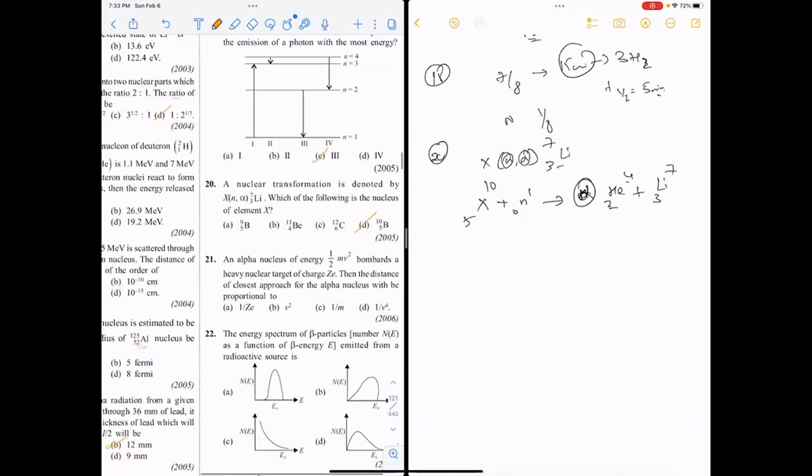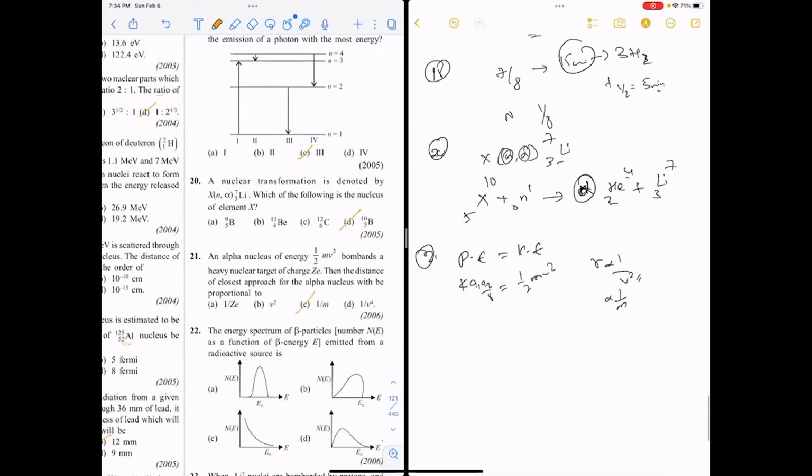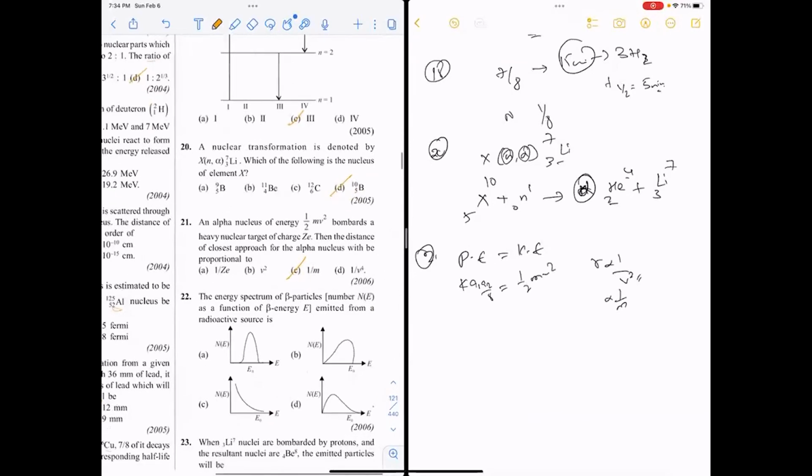21st. An alpha nucleus of energy half mv square bombards a heavy nucleus target of charge Ze. Then the distance of closest approach of the alpha nucleus will be proportional to. Kinetic energy, so we take 21. P E is equal to K E. So K Q1 Q2 by R is equal to half mv square. So R is proportional to 1 by v square or 1 by m. 1 by v square is not there, v square is there. So 1 by m. So mass comes to the denominator. Option C. Right, man. 22.